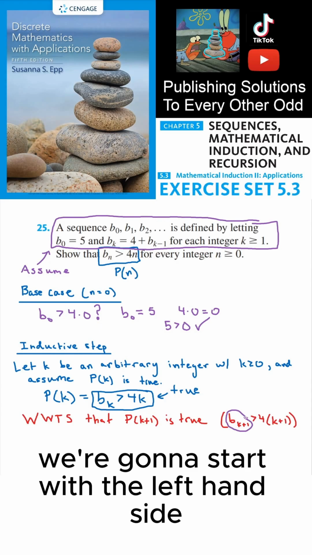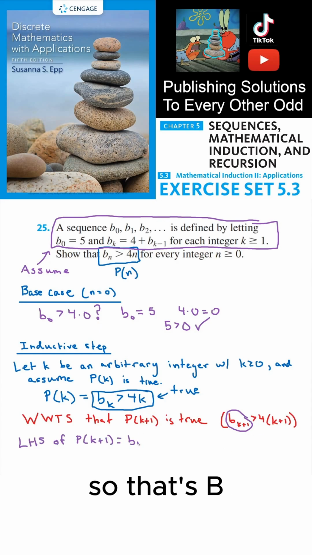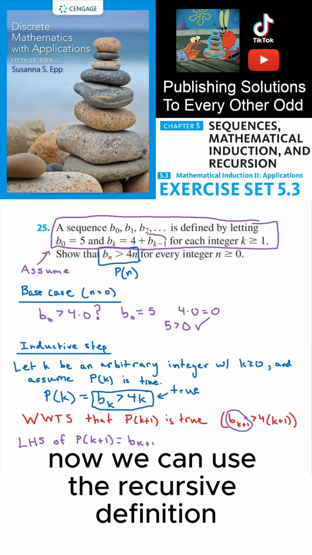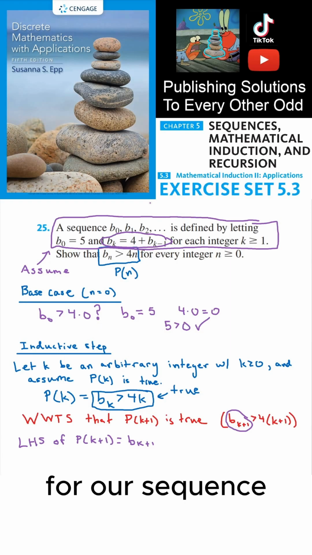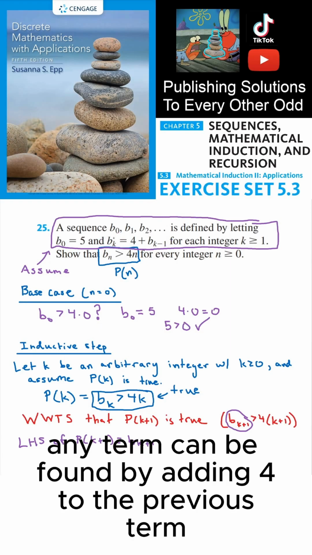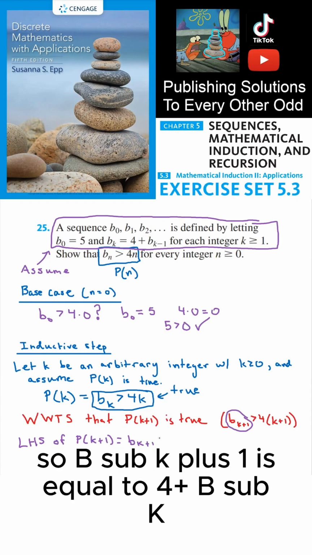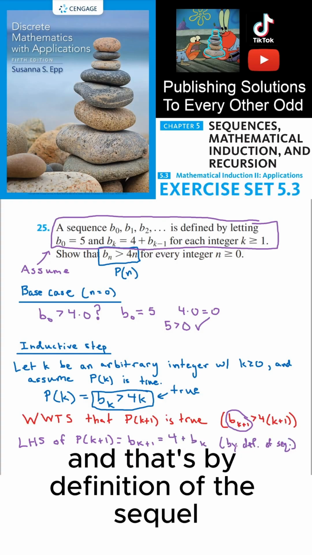Now, to show that, we're going to start with the left-hand side of P of k plus 1. So that's b sub k plus 1. Now we can use the recursive definition for our sequence, which states that any term can be found by adding 4 to the previous term. So b sub k plus 1 is equal to 4 plus b sub k. And that's by definition of the sequence.